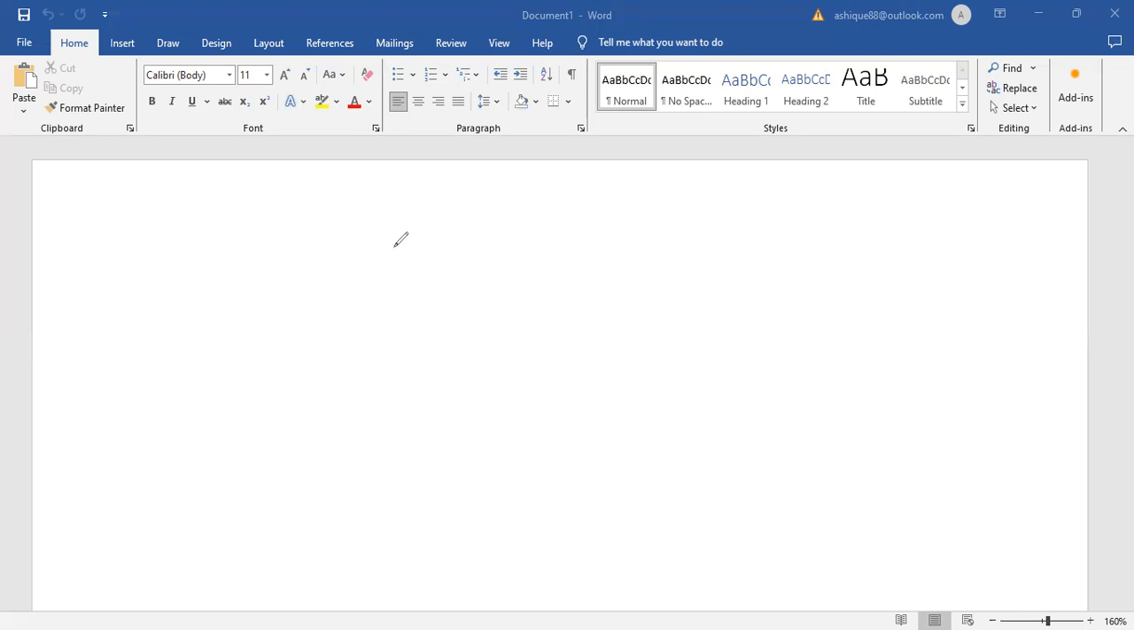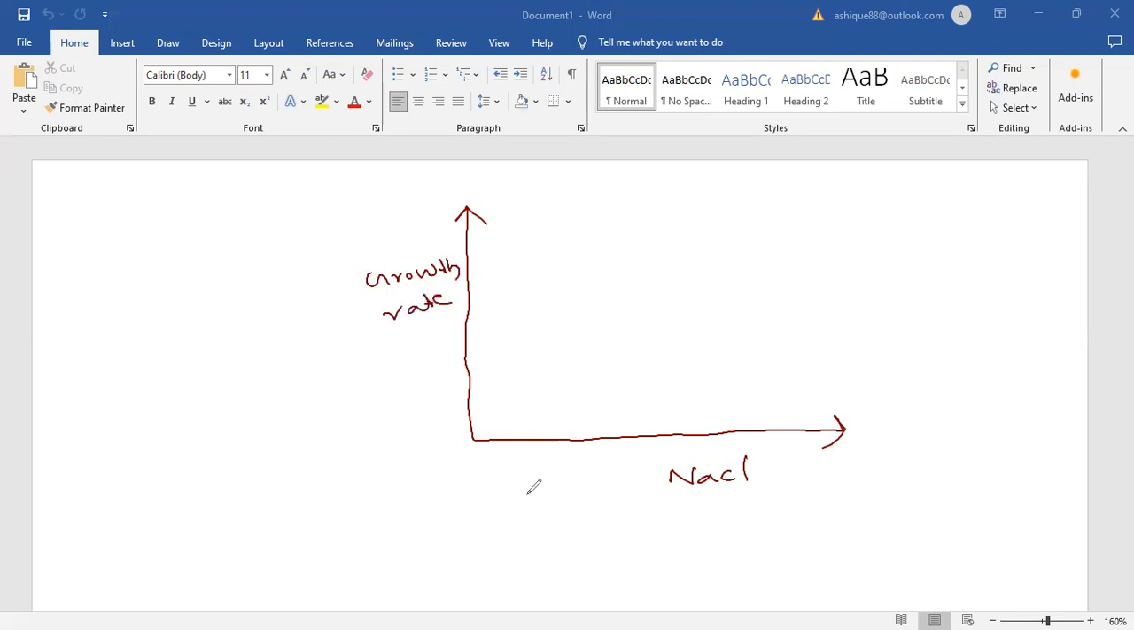If you are looking at the growth rate with respect to NaCl, I am drawing another graph. Here I am representing the NaCl value, and the growth rate is here. Growth rate is here and NaCl is here. So this will be the growth rate in the case of... Oh, sorry, everything has gone. Okay, sorry.